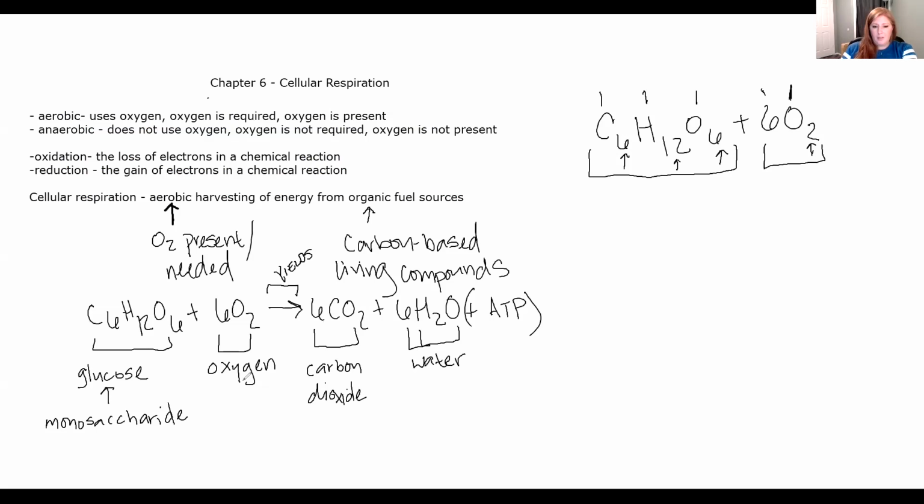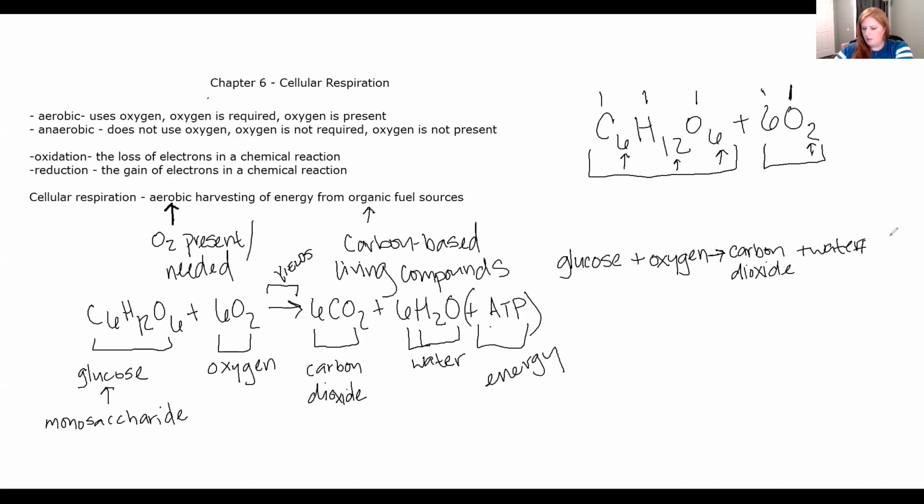Okay, so basically, another way to write this equation, although you do need to know the actual chemical one, is that we have glucose plus oxygen gives us carbon dioxide, water, and ATP, which, as we know from last chapter, is our energy.